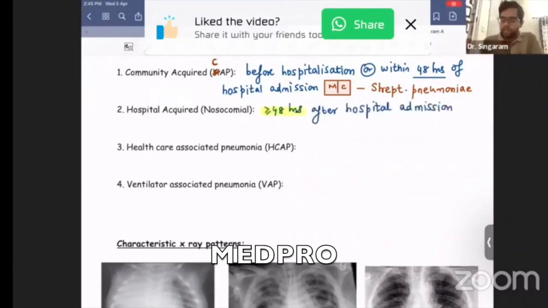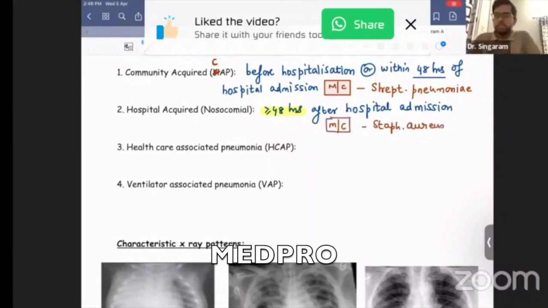Please don't forget this. And here, in this setting, the most common organism is slightly different. Any of you know that? Here, the most common organism is slightly different. It is, yes, okay, fine. So it is Staphylococcus aureus. Here it is Staphylococcus aureus. Don't forget this. In the hospital setting, the most common organism is Staphylococcus aureus.